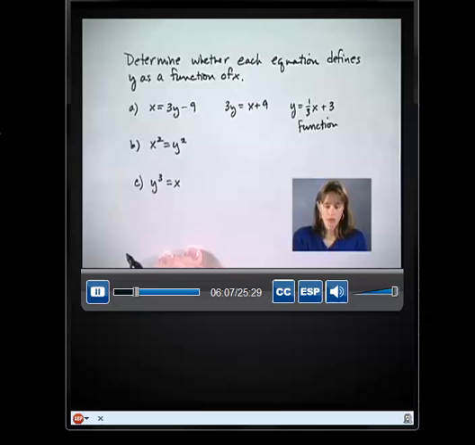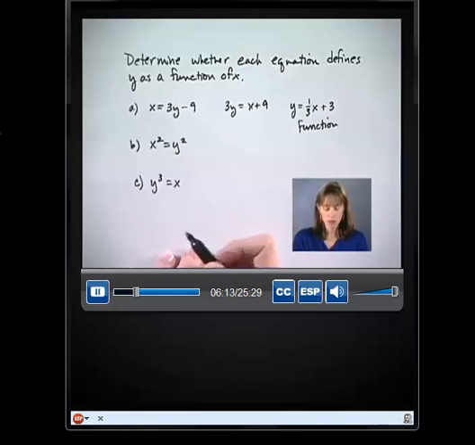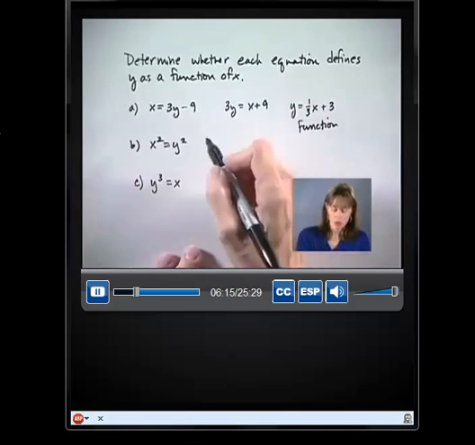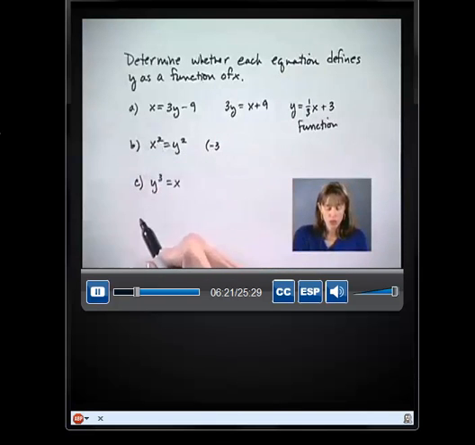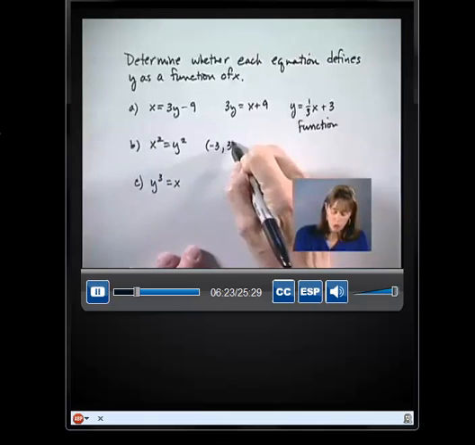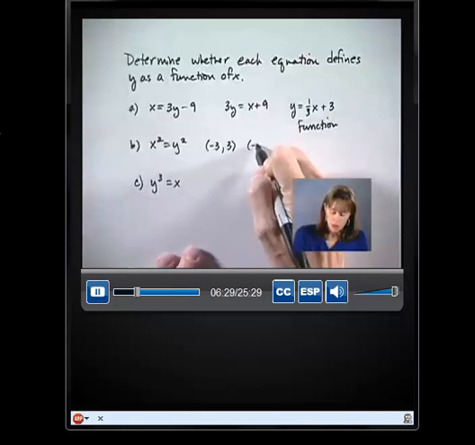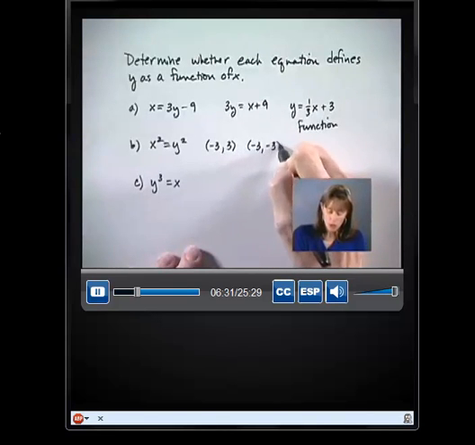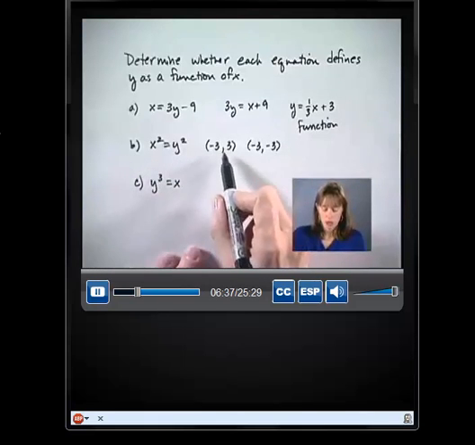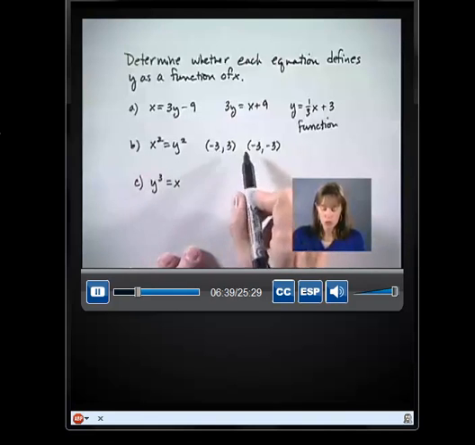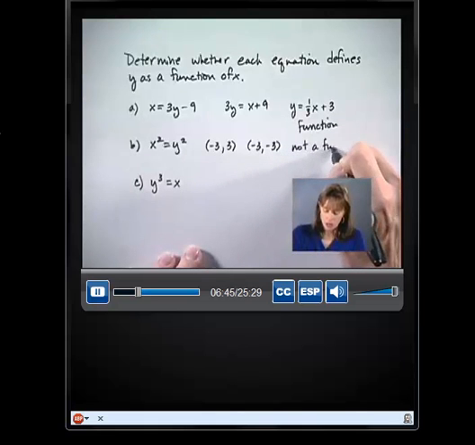Now the next equation says x squared equals y squared. We could solve for y as we did in the first case, but another method we might use is to try to choose some values. For example, if x is -3, well, -3 squared is 9, and so one value of y that corresponds to x being -3 is 3. But if x is -3, y could also be -3, and that would make this a true statement: 9 equals 9.